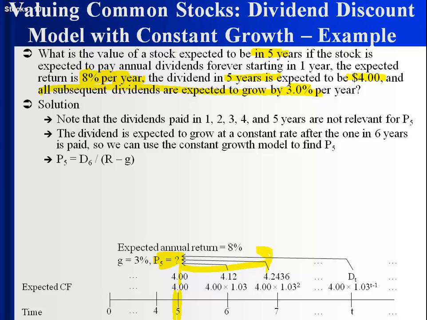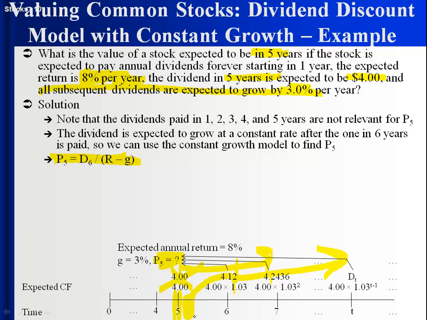We need P5 equal to D6 over R minus G. So we get out of our time machine here. Remember, we get out in the afternoon, the $4 already been paid, but we look, the next dividend's $4.12, and then after that, they all grow at a constant rate of 3%. You know, this 4.24 is actually 4.12 times 1.03. The next one will be 4.2436 times 1.03, and they'll continue forever.